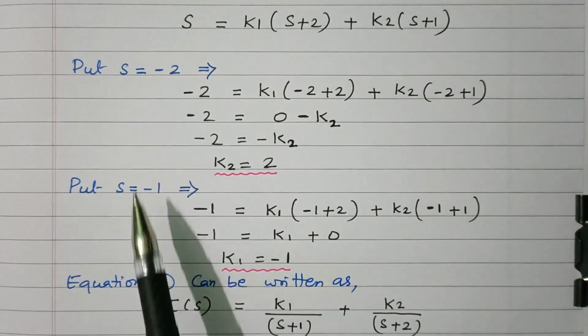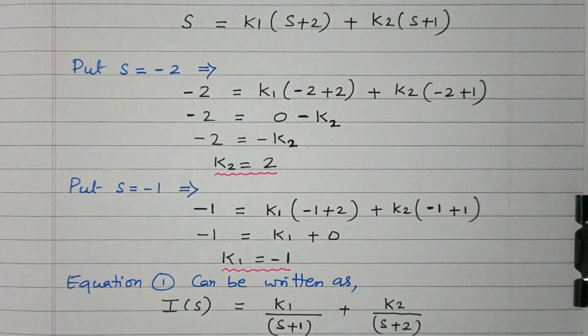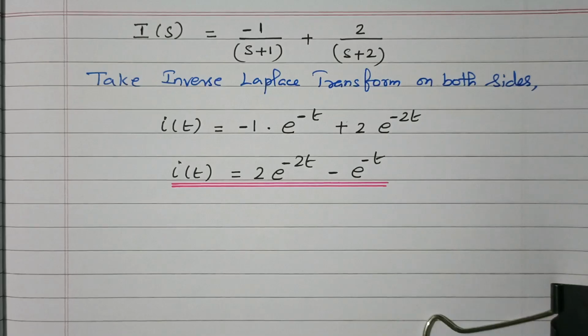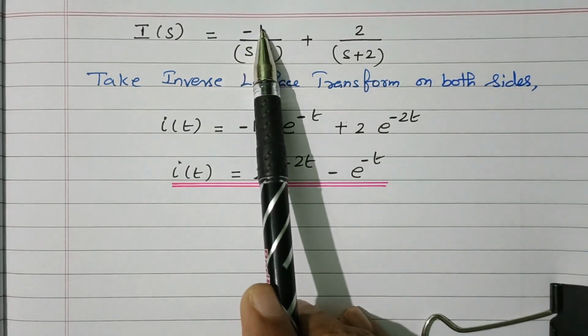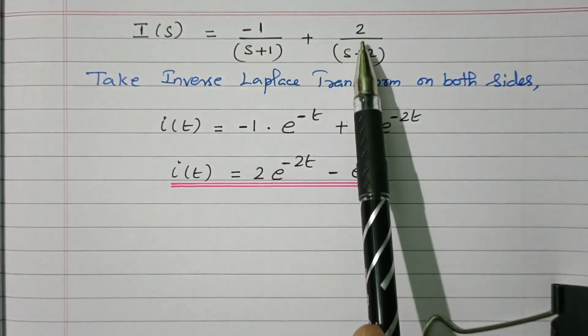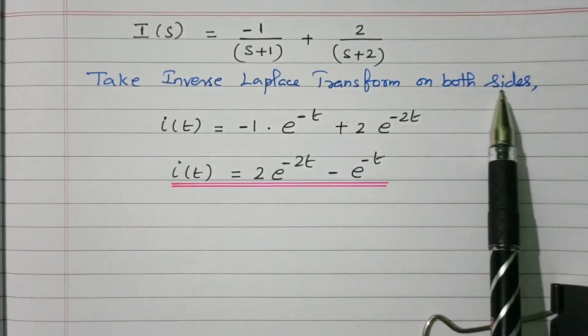So select the value such that it cancels one term. Now we have calculated k1 and k2, and we can substitute these values into equation 1. So k1 is minus 1 and k2 is 2. So we get minus 1 divided by s plus 1, plus 2 divided by s plus 2. Now we'll take the inverse Laplace on both sides.